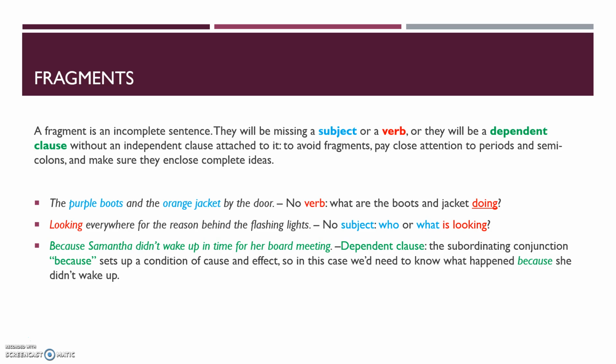Because Samantha didn't wake up in time for her board meeting. Now here we do have a subject, Samantha, and we do have a verb, didn't wake up in time. But we started the sentence with the word because, and because is a dependent, conditional, or subordinating conjunction. All three of those things mean the same thing. It means that that word is setting up a dependent clause, a clause that depends on another thing to make it complete. For example, if I wrote some instructions and I said something like, because this is your rough draft, you see, you guys are waiting for me to finish that idea.